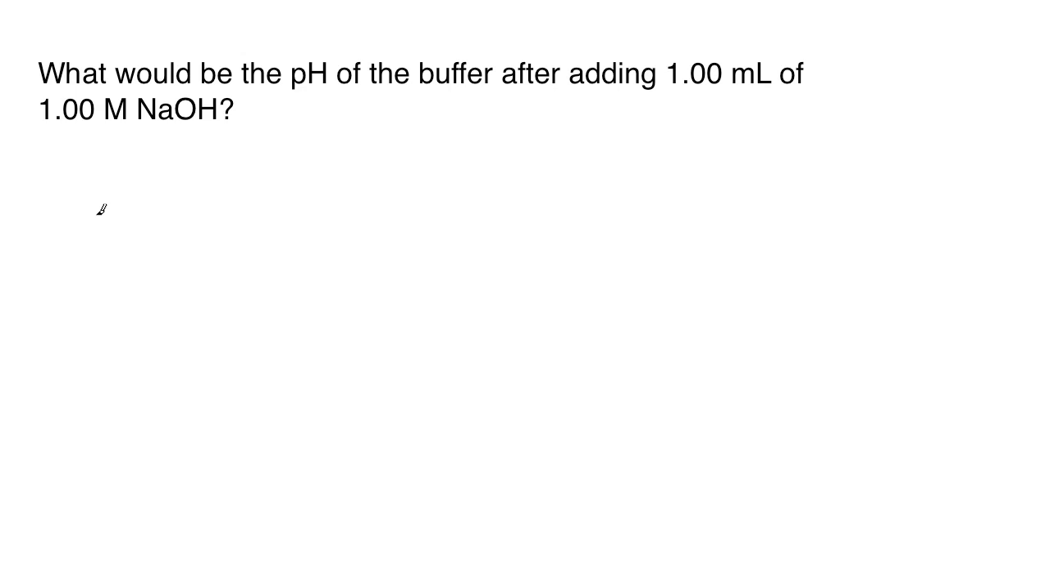All right, so it says, what would be the pH of the buffer after adding 1 milliliter of 1 molarity NaOH? So I want you to pause for 1 second, okay? And actually, hold on, I left an important part out here. What would be the pH of the buffer after adding 1 milliliter of the 1 molarity NaOH? And we're assuming that there is, I should have added this in, I'm very sorry, 100 milliliters of buffer. You're going to need to know that for a final volume later.